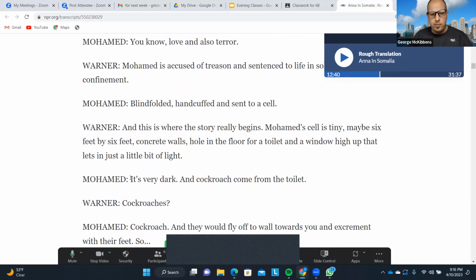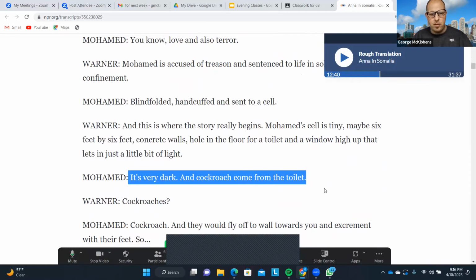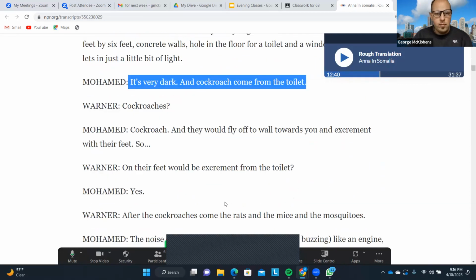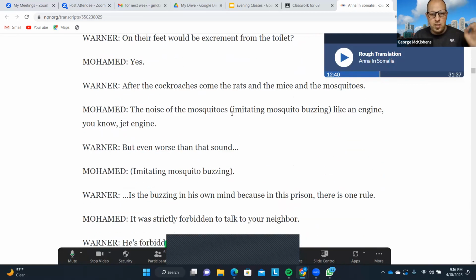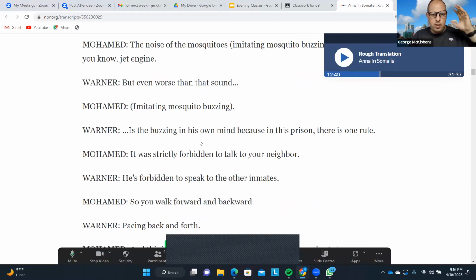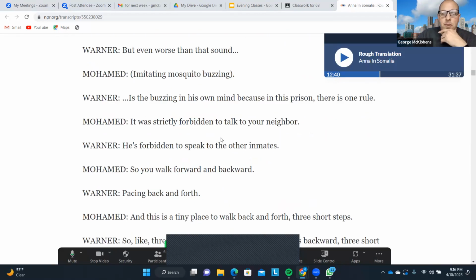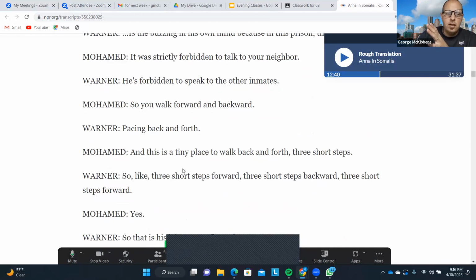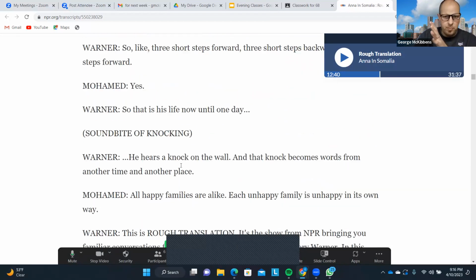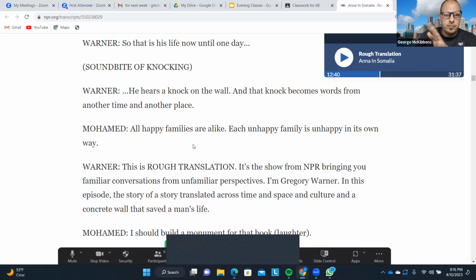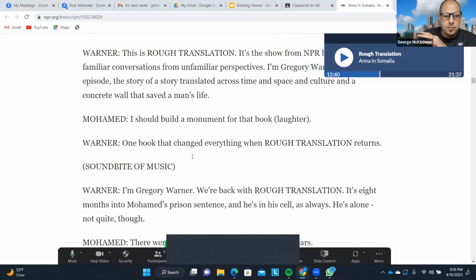He's going crazy. It's dark. There's cockroaches coming out of the toilet. That is his life. And he hears mosquitoes buzzing. As it gets worse and worse, he can sense that his mind is disappearing. And he's going to a dark place that he's never going to come back from. And the doctor essentially keeps him from disappearing into that dark place in his mind.